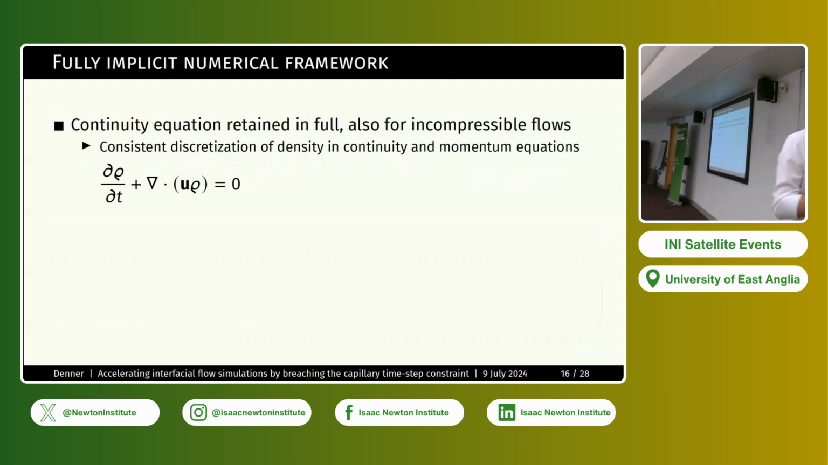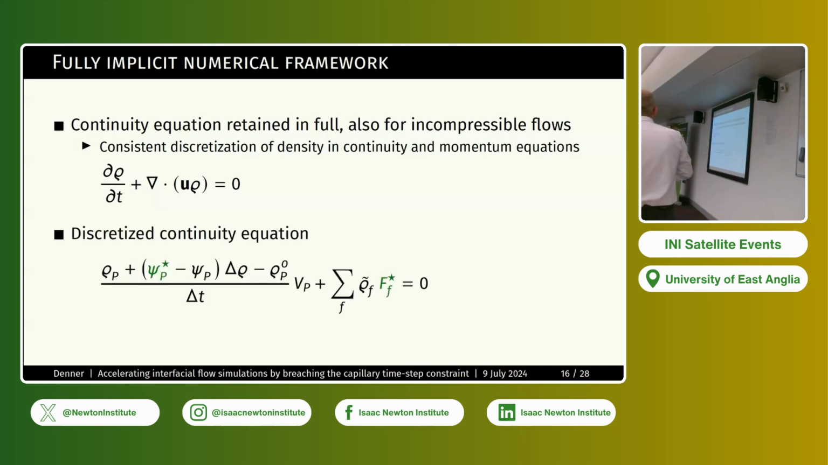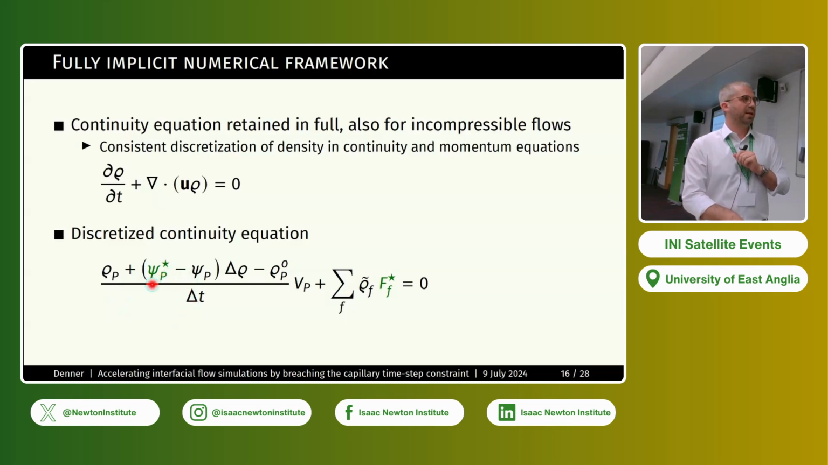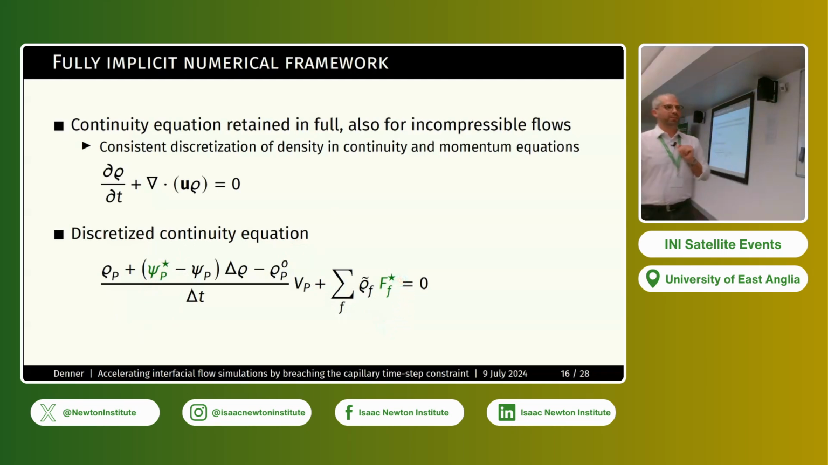So first, continuity equation. We retain the full continuity equation also for incompressible flows, because that allows us a consistent discretization of transient and advective terms. If we discretize this, I want to point out especially the green terms with the star, because those are the terms that we treat implicitly. We apply a Newton linearization of the density with respect to the volume fraction, where the volume fraction is taken into account implicitly. We have here the flux in the advective term. I'll tell you more about the flux in a moment, that we also treat implicitly.